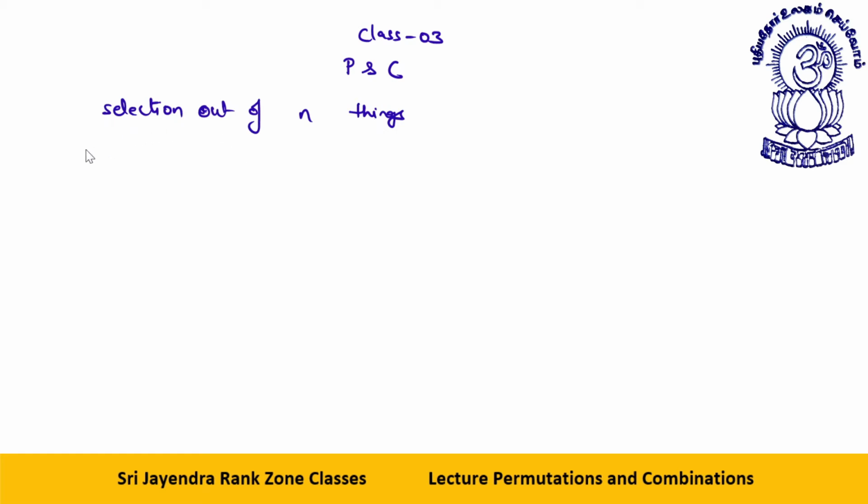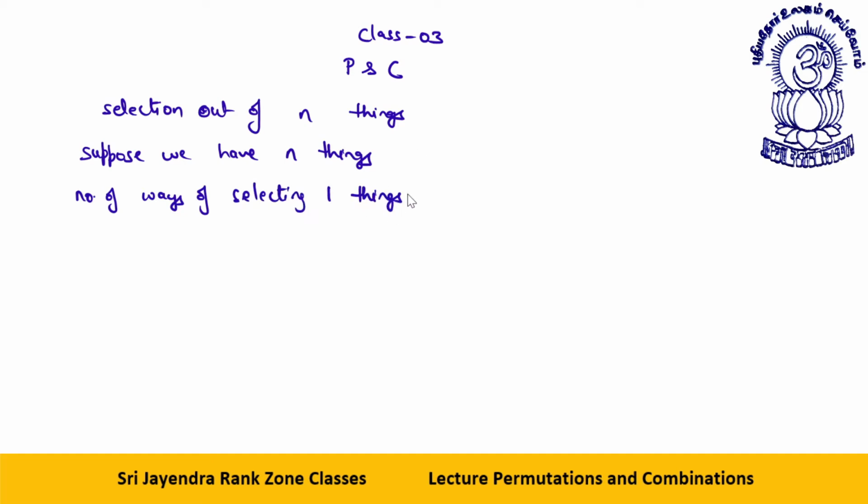Suppose we have n things. The number of ways of selecting one thing will be how many? That will be NC1. The number of ways of selecting two things will be NC2.